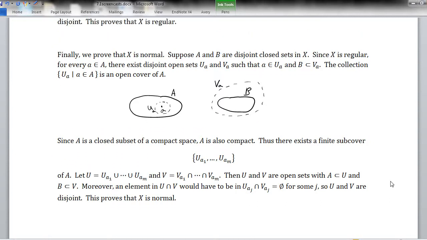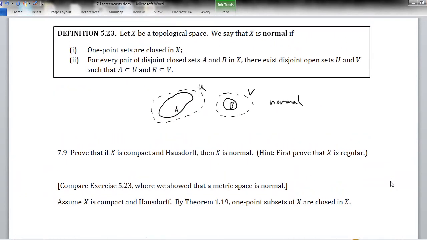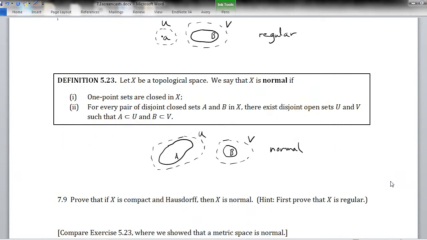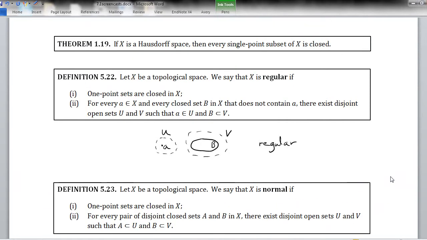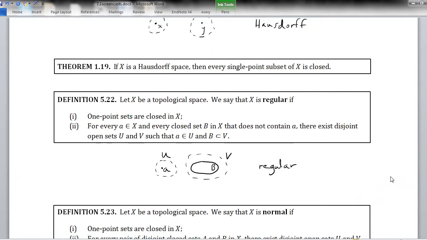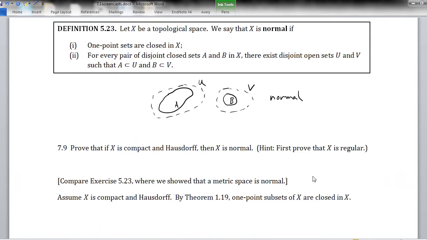Now, if you want an example of a topological space which is Hausdorff but not normal, well, then you know it can't be compact, or it would violate this theorem. If you want to see an example of that, you can Google the half-disk topology, and there should be a Wikipedia page that'll show you how that's defined.